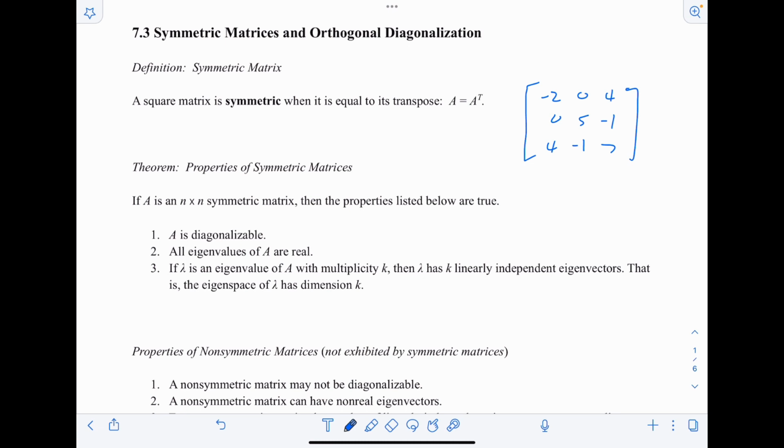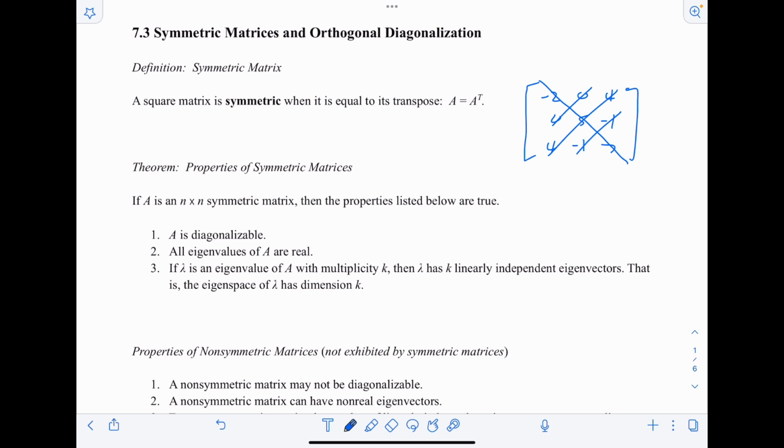Another way to see this, though, is simply by inspection. For this to be symmetric, the matrix has to be symmetric across the main diagonal. So it's a mirror image where I have a 0 and a 0, a 4 and a 4, a -1 and a -1. So you can see it by inspection, but mathematically, a matrix being equal to its transpose is what makes it symmetric.